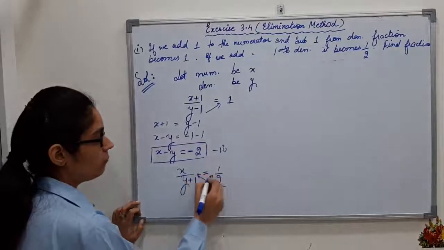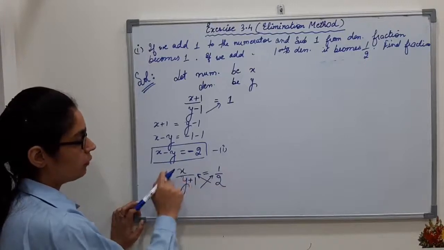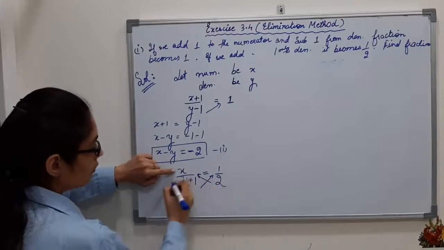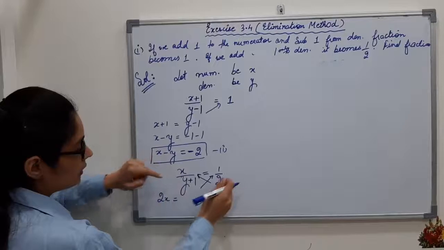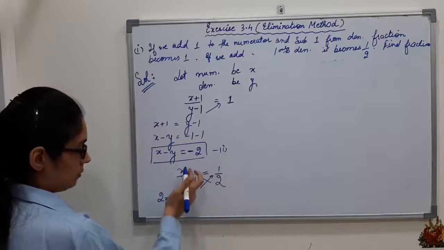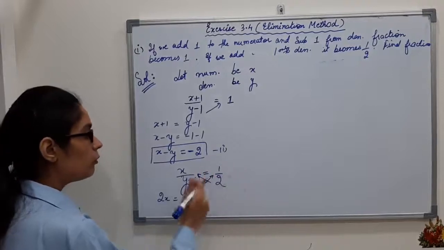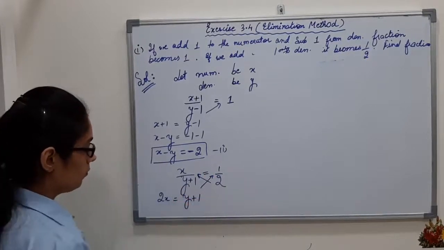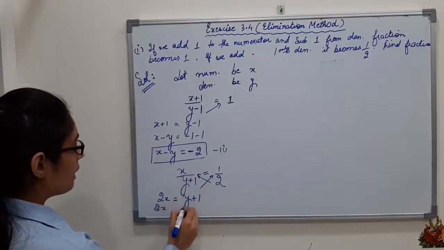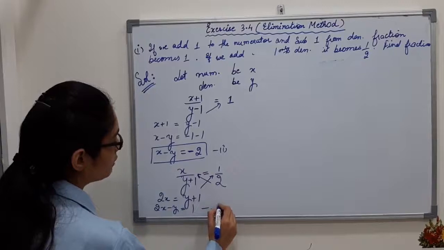For simplified form, I'll just cross multiply it. This 2 will be shifted to this side, and this y plus 1 will be shifted to this side. When 2 is shifted to this side, it will be multiplied with x, since here it's getting divided. This y plus 1 will be multiplied with 1, because on this side it's getting divided. When I am multiplying anything with 1, the number will remain the same. So I got 2x is equal to y plus 1. So it will be 2x, y I shift to this side, it will become minus y is equal to 1. This is my second equation.